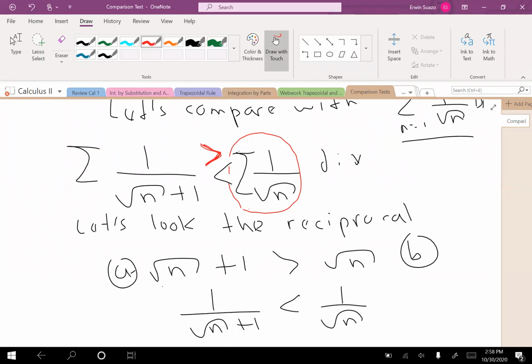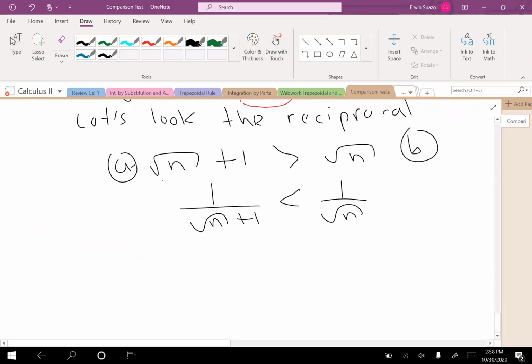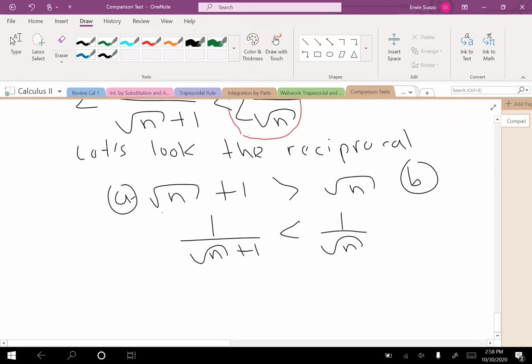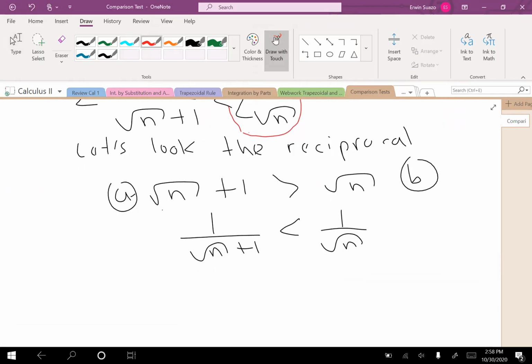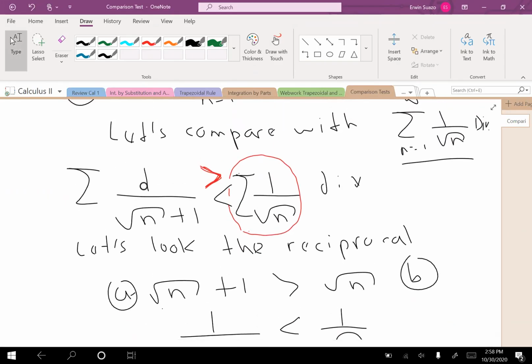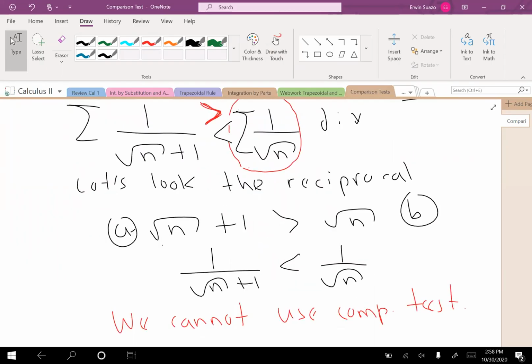So we cannot use the comparison test. But we already saw that sometimes the comparison test doesn't work, but then the limit comparison test might work. Because we are so close, right? It looks like we almost got it. So you are on the right track. So how do you fix it?